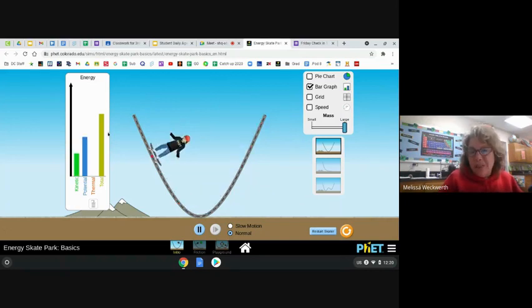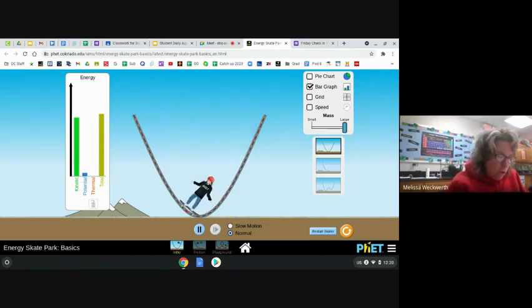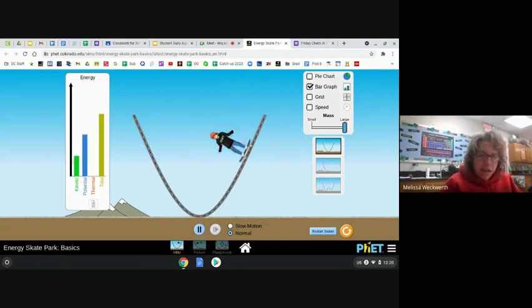One thing I'll give you a little hint about is to notice that total energy doesn't change very much at all. Then number 11 on the worksheet has you look at the bar graph, and I need you to make those connections.